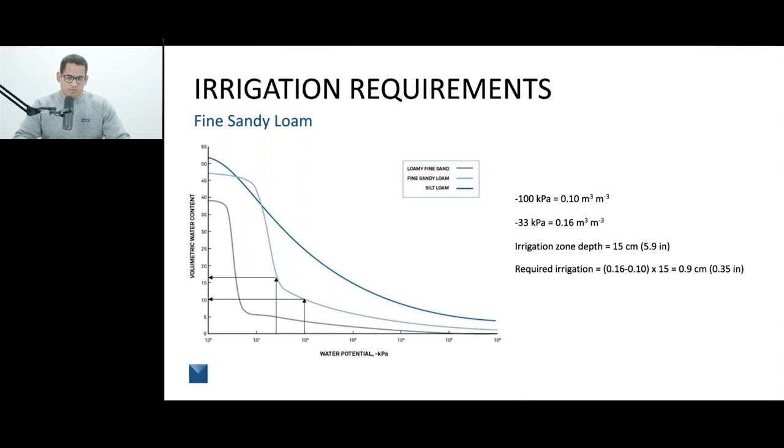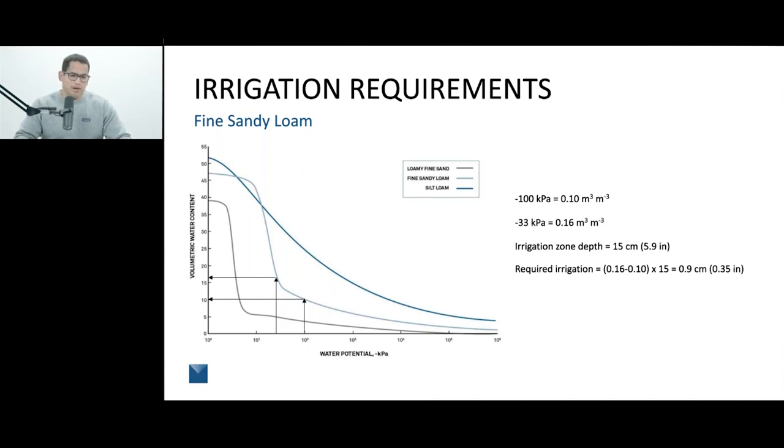And if we use the same math that we used before, we now know that in order to hit these ideal ranges for the fine sandy loam, we need to apply about 0.9 centimeters of irrigation, or 0.35 inches. So here we have very different target ranges that we need to hit. And because we understand the soil moisture release curves, we better understand the irrigation needs for the plants in these different soil types. So that's really one of the powerful ways we can use soil moisture release curves when it comes to making irrigation decisions.